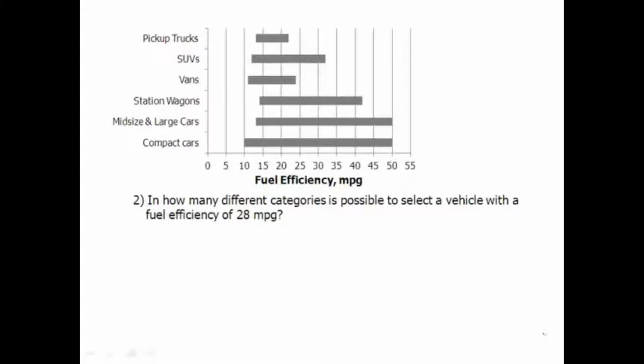In how many different categories is it possible to select a vehicle with a fuel efficiency of 28 miles per gallon? So if we look at 28 miles per gallon, which is about here, and we just go up the graph, we cross compact cars, mid-sized cars, station wagons, and SUVs. And so there are 4 categories that we cross. So it is possible in 4 categories to have a vehicle that has a fuel efficiency of 28 miles per gallon.